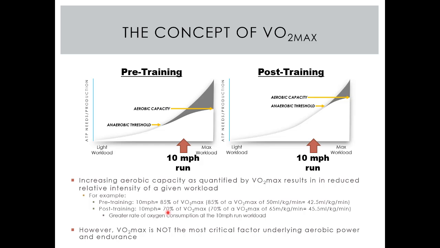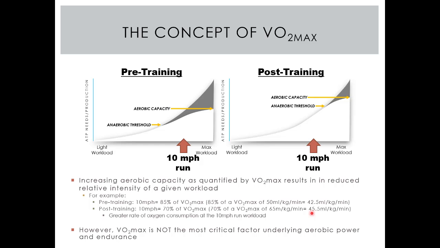So what does this mean in relation to VO2 max? Well, 70% of a new VO2 max of 65 equates to 45.5 milliliters of oxygen per kilogram per minute, meaning at a 10 mile per hour workload, you are now able to consume 45.5 milliliters of oxygen per kilogram per minute compared to pre-training where you were only able to consume 42.5 milliliters of oxygen per kilogram per minute at that same 10 mile per hour workload. Again, this means at the same 10 mile per hour workload from pre to post training, you are able to now consume more oxygen, which means more oxygen availability to support aerobic ATP production.